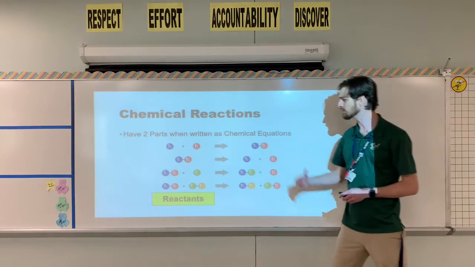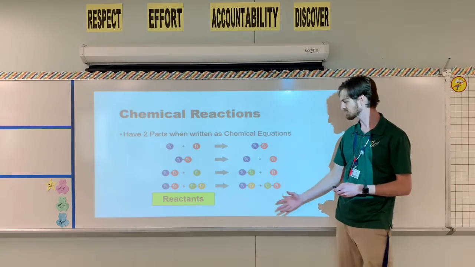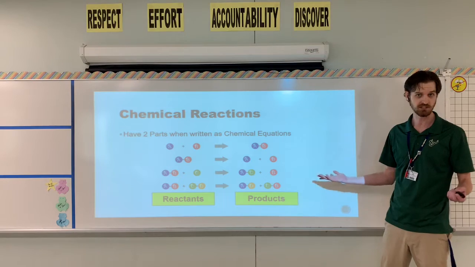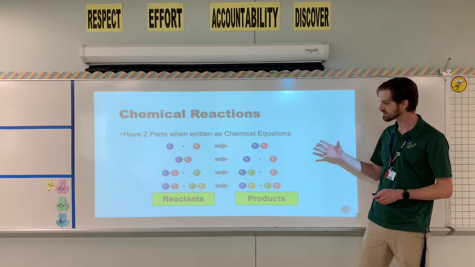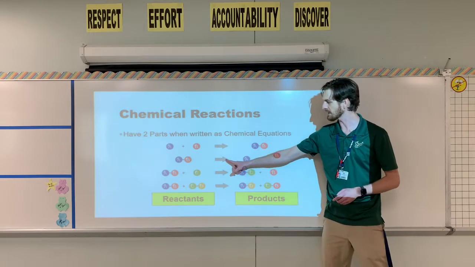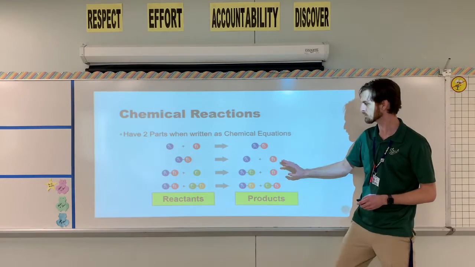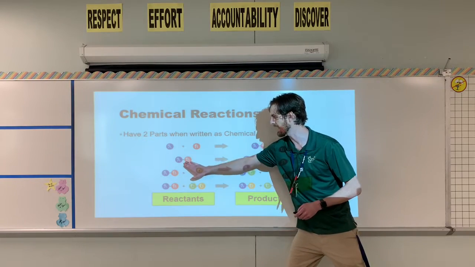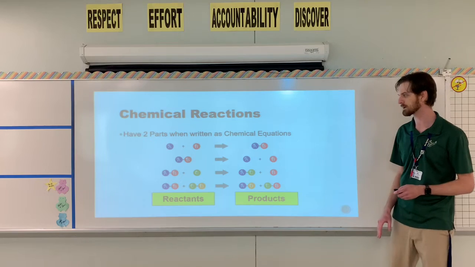Well, there's an arrow that's pointing away from them to what they're making. Well, we call those things that are being made products because they're being made or produced by this reaction. And another easy way to remember this is think about how the arrow is pointing towards these products. So the reactants participate in the reaction and the products are what's produced at the end, okay?